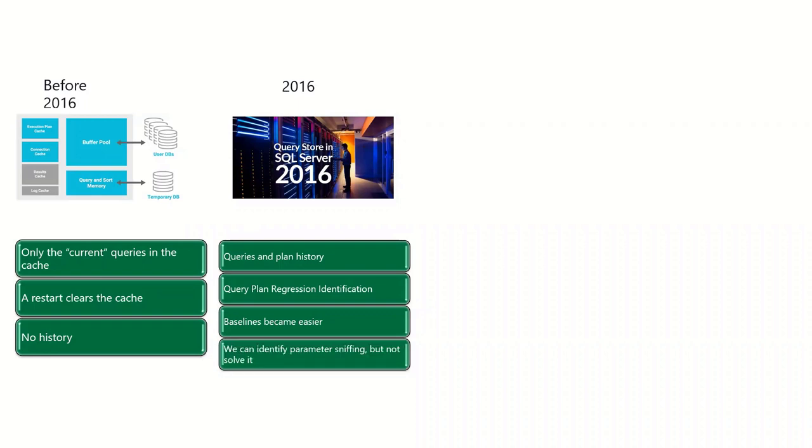We can identify parameter sniffing, but at this point, we could not solve it yet. What is parameter sniffing? Parameter sniffing is when we are making a query filtering by one column, and the data in that column is very skewed, in a way that if that query filters by one value in the column, the plan should be one. If that same query filters by a different value on that column, the best plan would be a different one. This is a kind of problem we call parameter sniffing. And in 2016, Query Store helped us to identify it, but not to solve it.